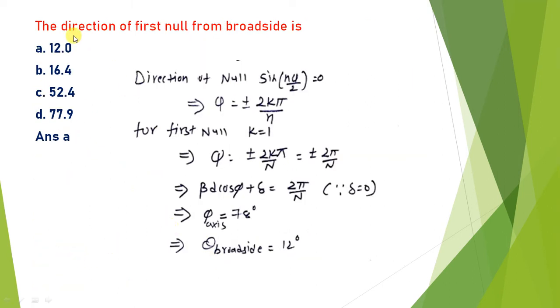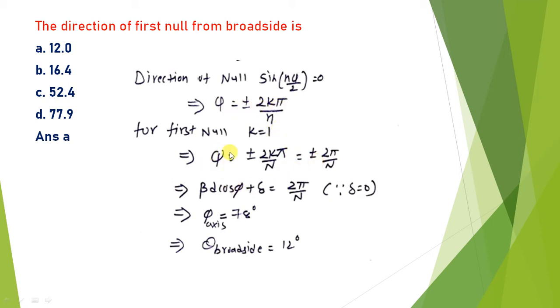The data is the same for this question. The direction of the first null from the broadside. Now for the direction of null, sin(n psi by 2) must be equal to 0. So that will give psi equal to plus or minus 2k pi divided by n. For the first null direction, k is equal to 1. For the second lobe, k is equal to 2, and so on. So put k equal to 1, that will give you psi equal to 2 pi divided by n, and n equal to 8 is already given.